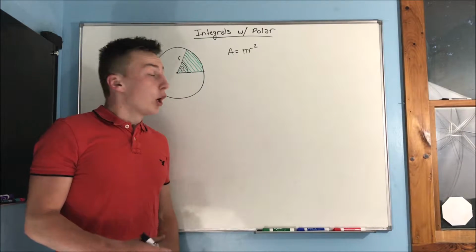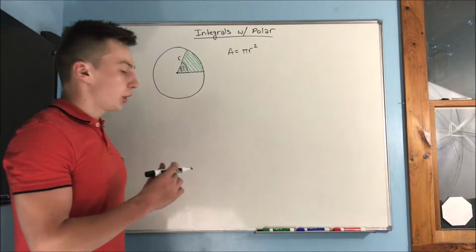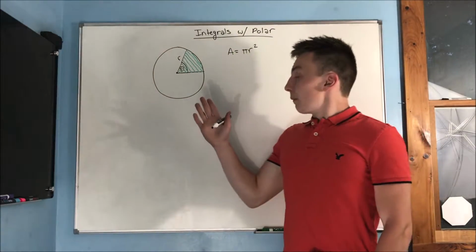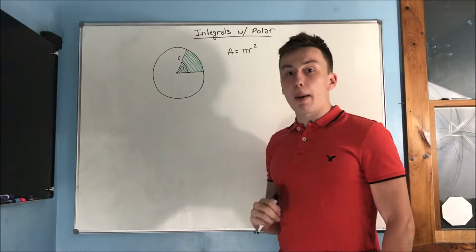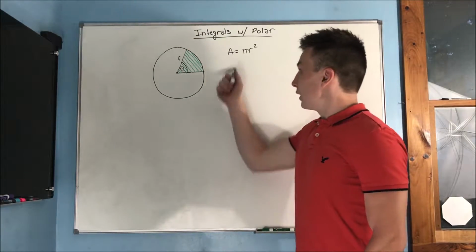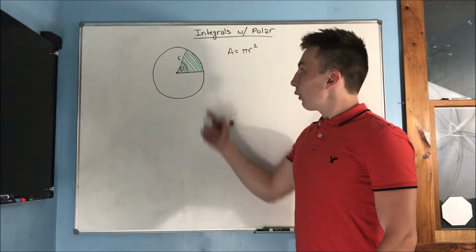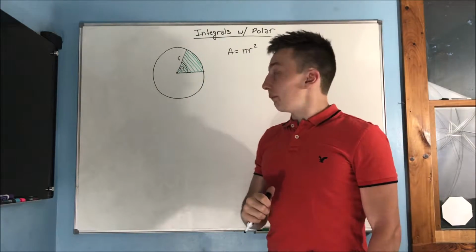Alright, so in this video, we're going to be talking about integration with polar. To do this, we're going to start off with just a circle. How do we find the area of a circle? Regularly, not even talking about polar here. Well, we just use the equation area equals pi r squared, right? Of course. But what if we only wanted to find the area of the region shaded in green?